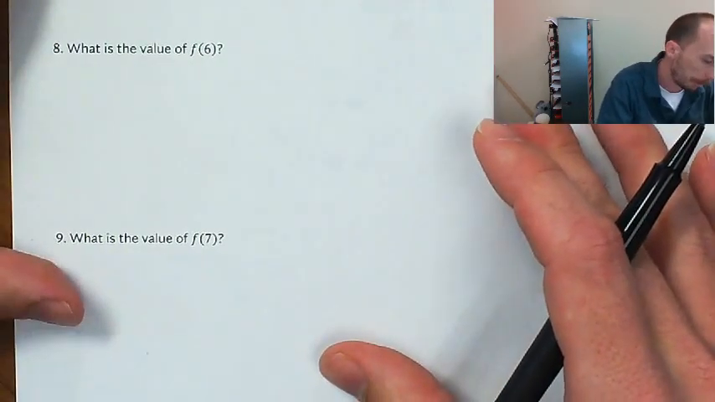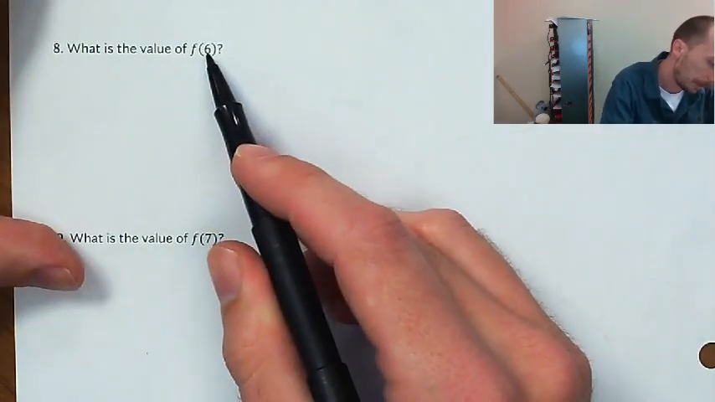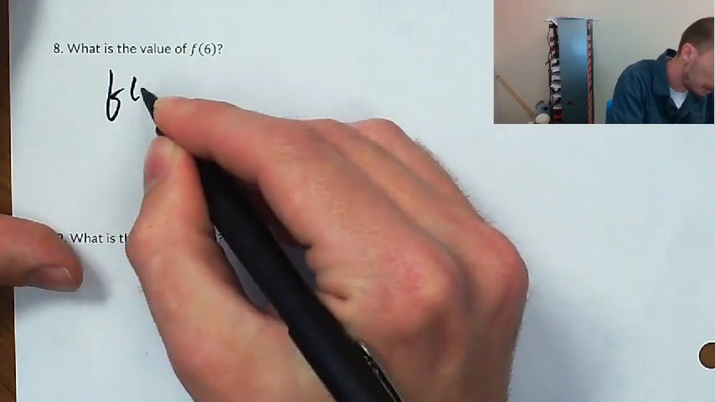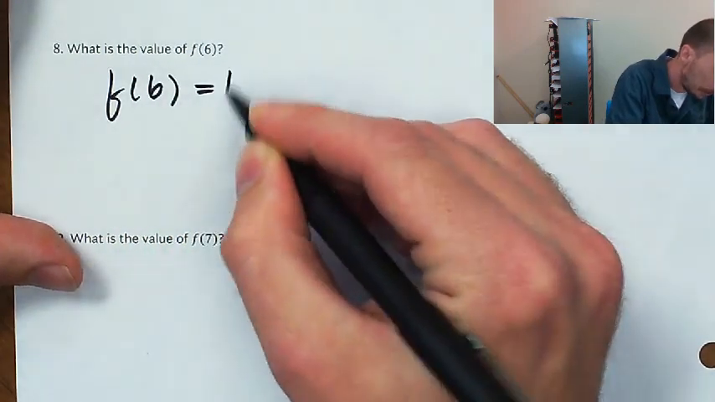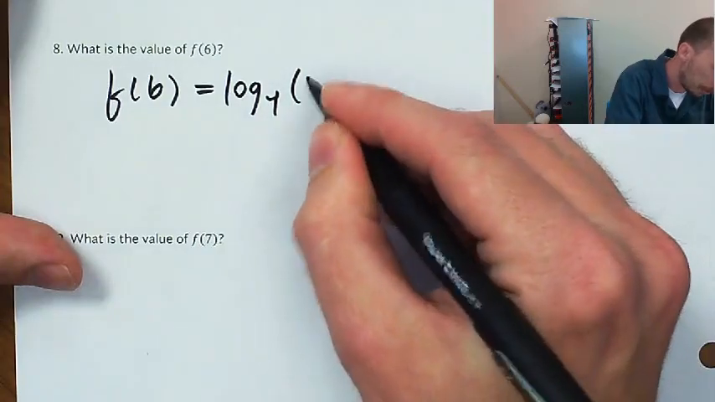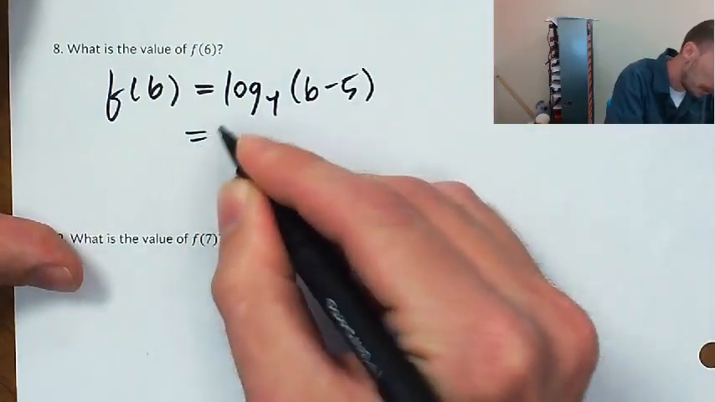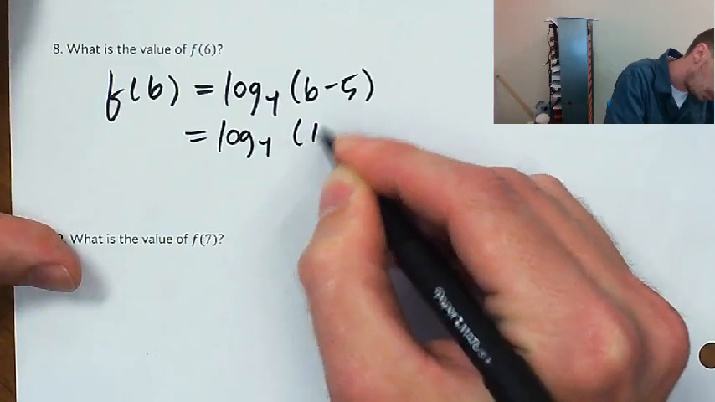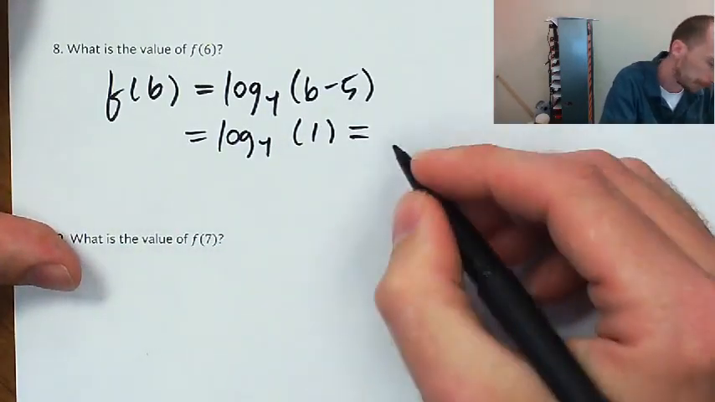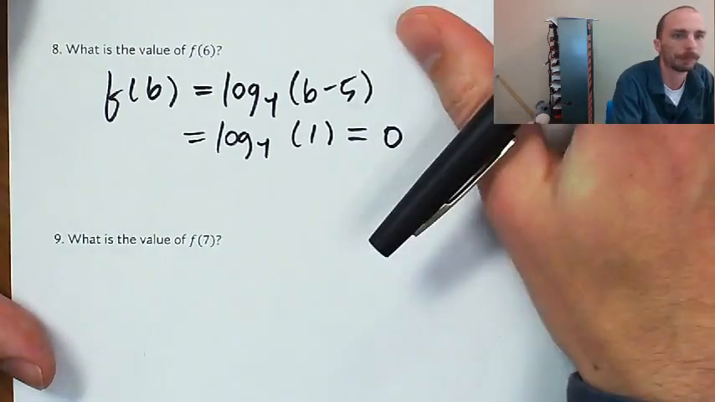Okay, what's the value of f of 6? Well, let me think about this. I'm going to just plug in. If f of x is log base 4 of x minus 5, this will be log base 4 of 6 minus 5. That's log base 4 of 1. The exponent I raise 4 to get 1, that's going to be 0.